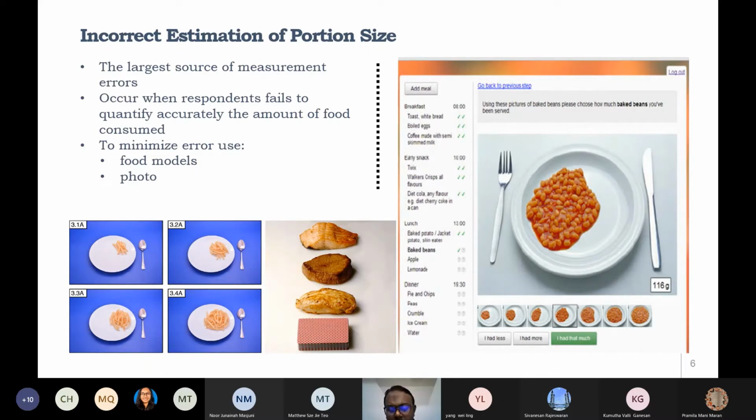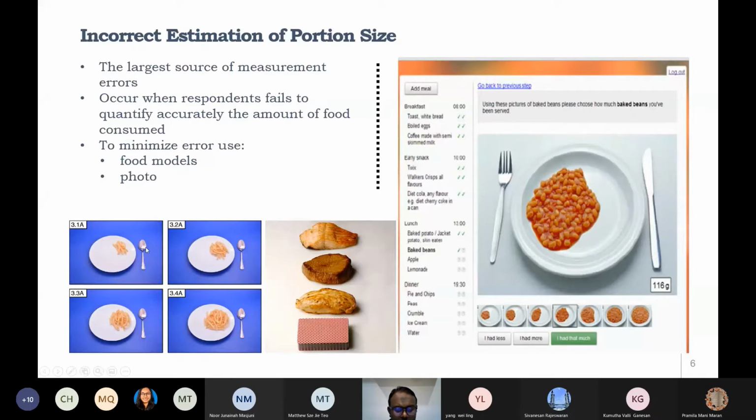Maybe when they ask questions, they just say 1 plate, 1 tablespoon without showing any food models or pictures. So this will also contribute to respondents' error in estimating portion size. So to minimize errors, we must use food models like here, and also photographs. So this is the photographs, 4 series photographs of French fries from the smallest size to the largest size.